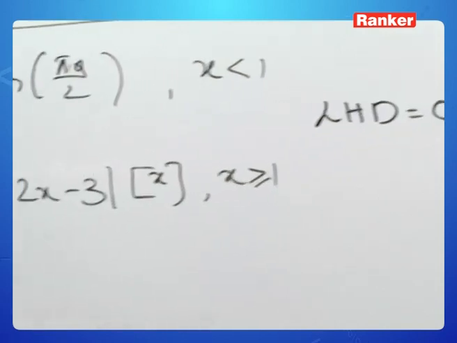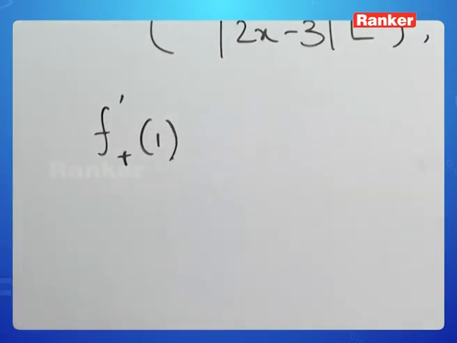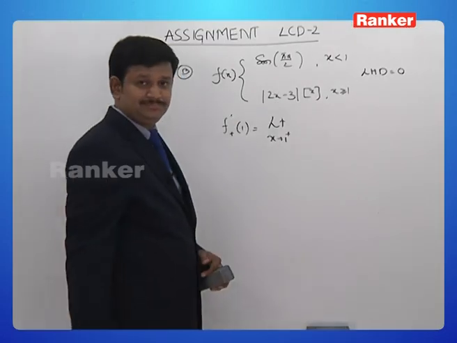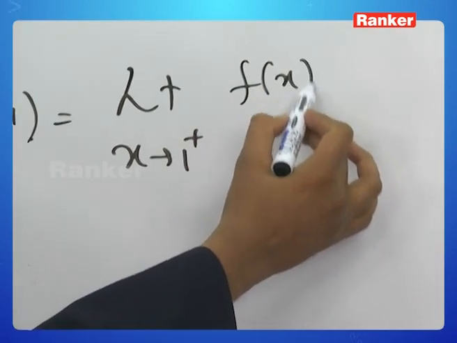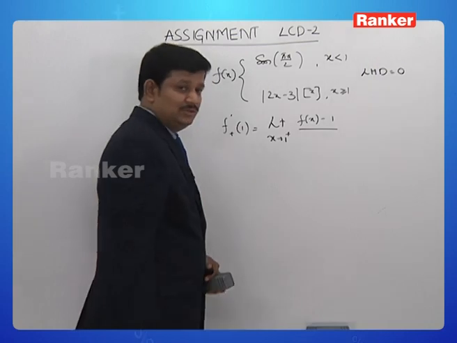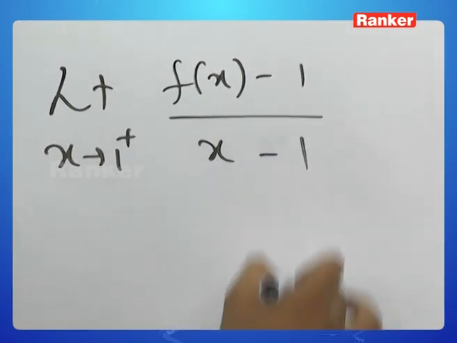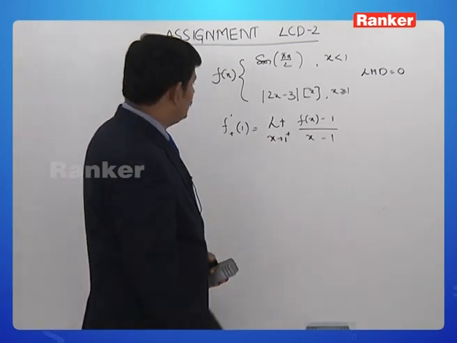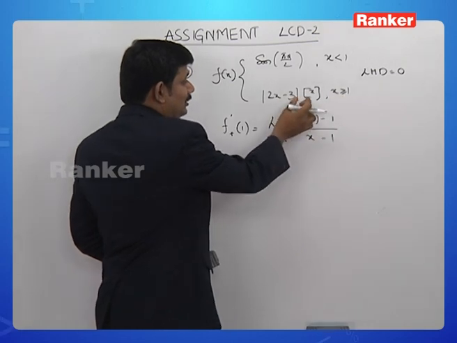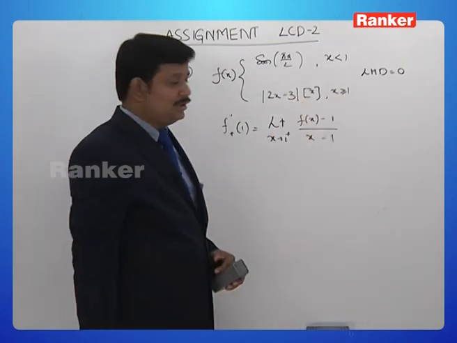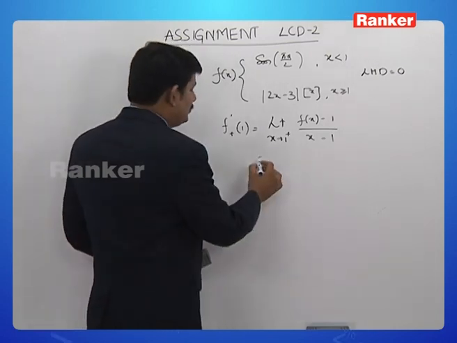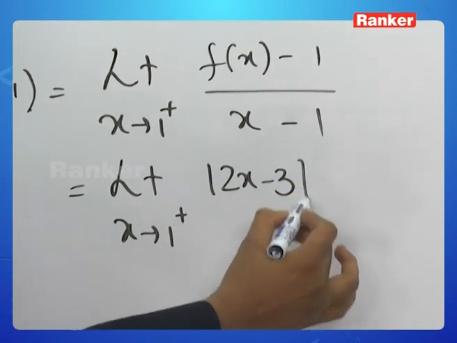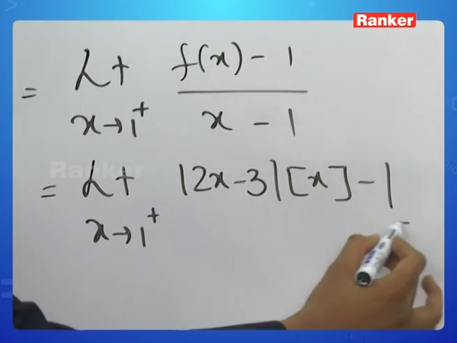Let us look at right hand derivative at 1. Right hand derivative is given by limit x tending to 1 plus f of x minus f of 1. F of 1 we have seen it is equal to 1, divided by x minus 1. And as x tends to 1 plus, x is slightly more than 1, and when x is slightly more than 1, f of x is given by this definition, mod 2x minus 3 into step x. So, we have to evaluate limit x tending to 1 plus mod 2x minus 3 into step x minus 1 divided by x minus 1.